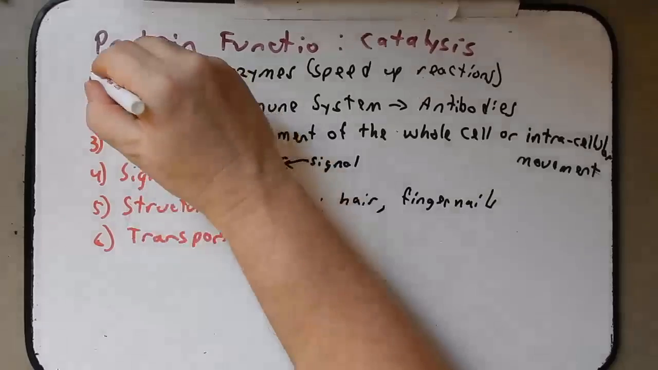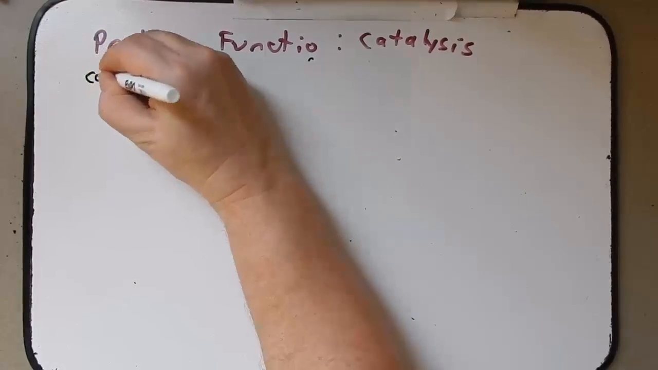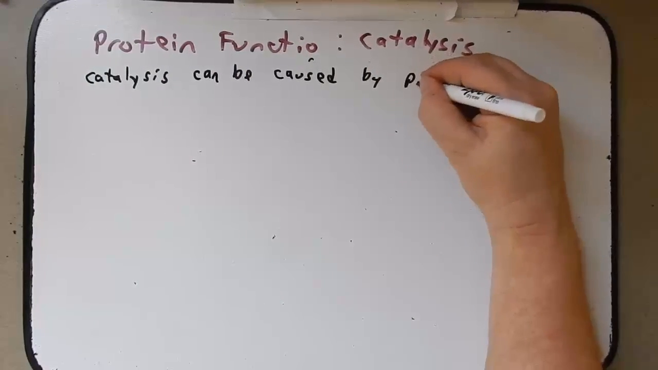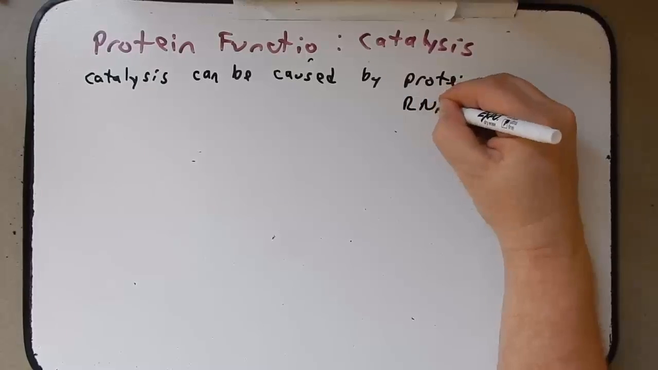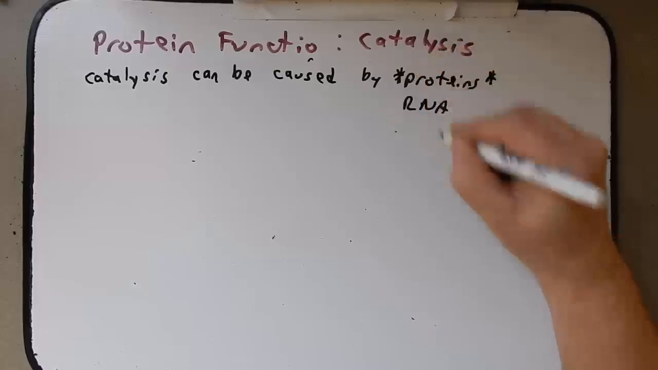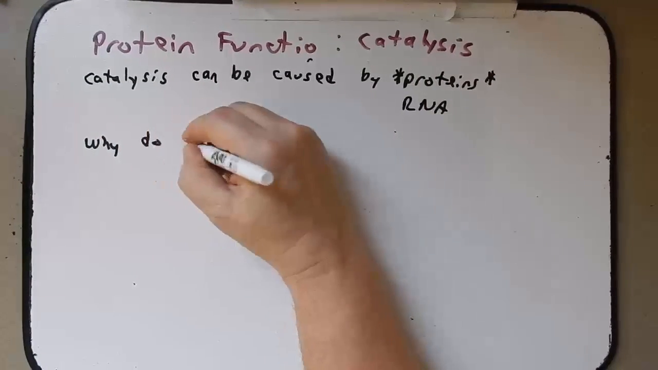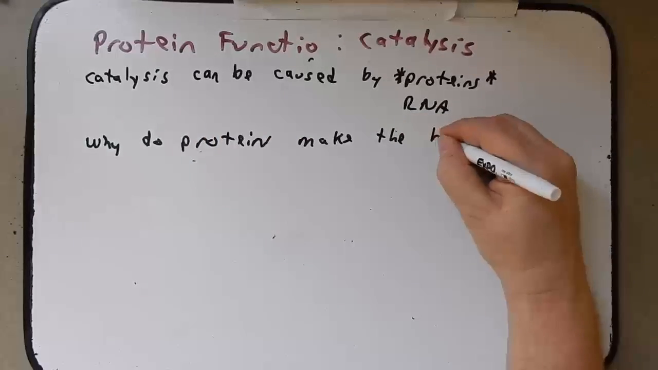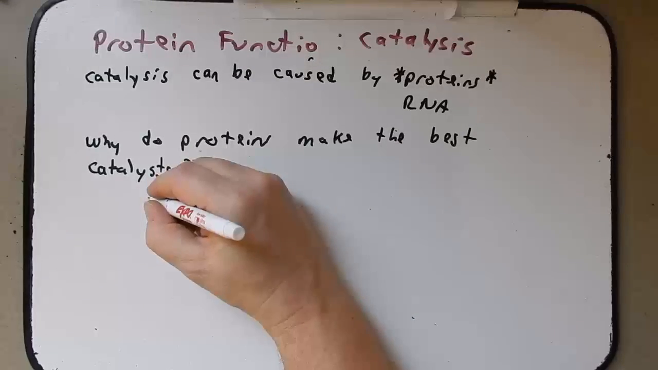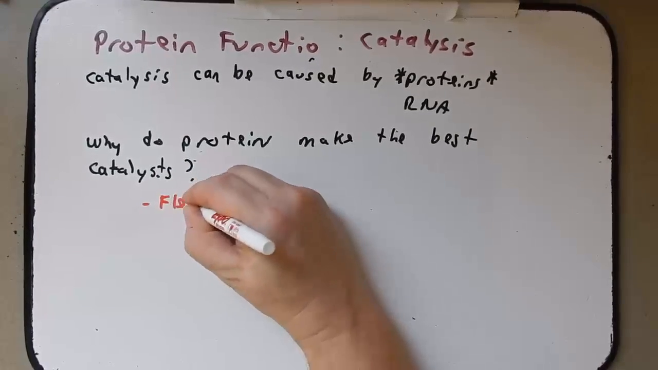But let's spend a little bit more time with catalysts. We'll learn throughout the semester that catalysis can be caused by proteins or RNA molecules. But primarily, most catalysts in a cell are proteins. So why do proteins make the best catalysts? And the reason for this has to do with the fact that we talked about before, that they are flexible.